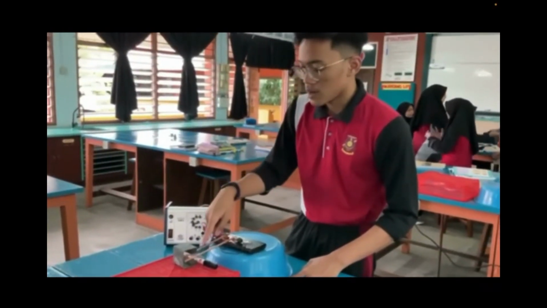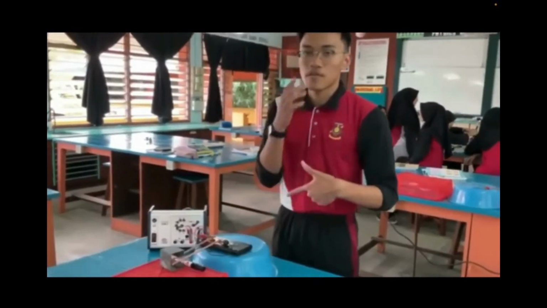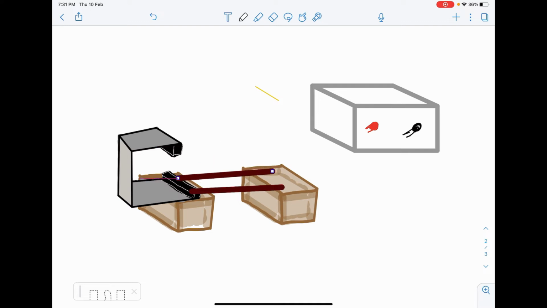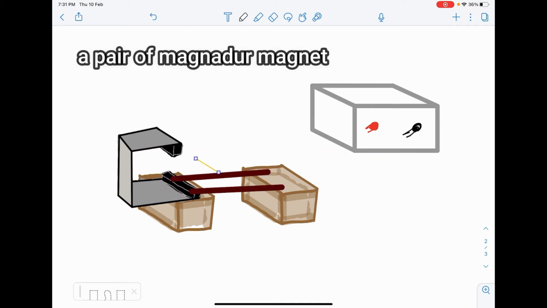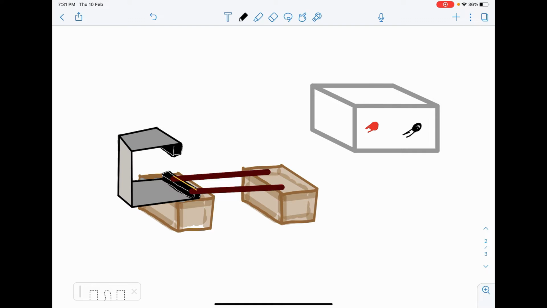As you watch this video, I will explain further on this experiment. So, we have two copper rods and a copper wire without insulation, a pair of magnets, and a low voltage direct current supply. As the power supply is turned on, the current flows into the copper wire.